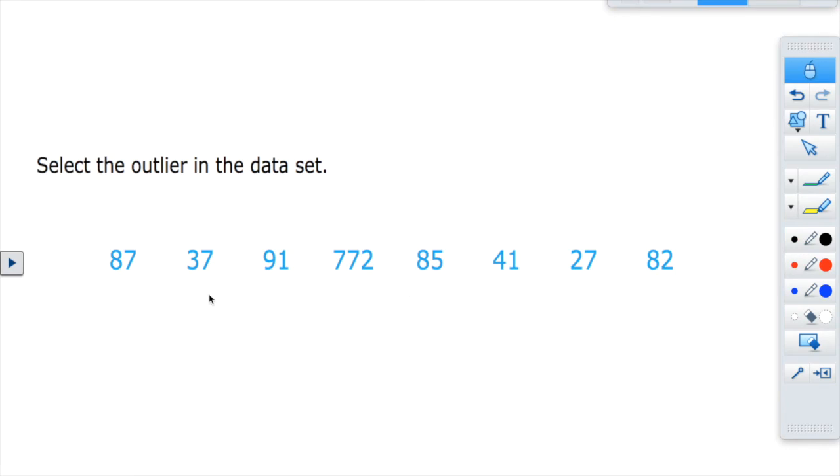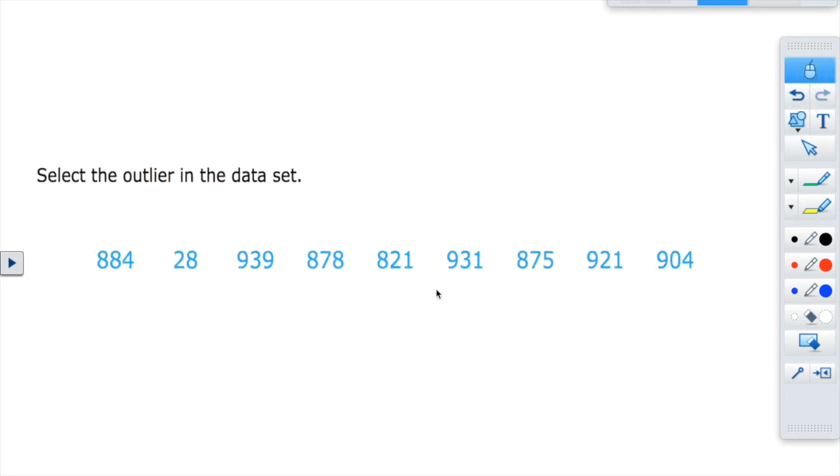Again, we could do a 5-number summary, but we can also just tell, looking at our data, which one does not belong with all the others. The one that does not belong is 772. More data. Now we can tell most of them are in the 800s or 900s, closer together, and which one is not. 28. So we have an outlier now that is well below all the other numbers in our data set.